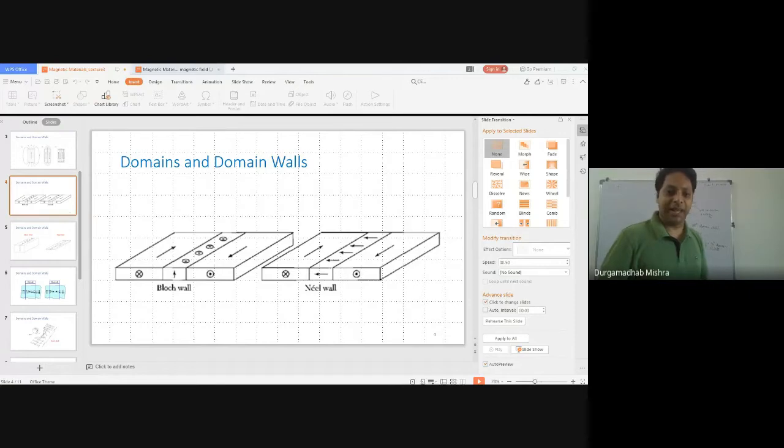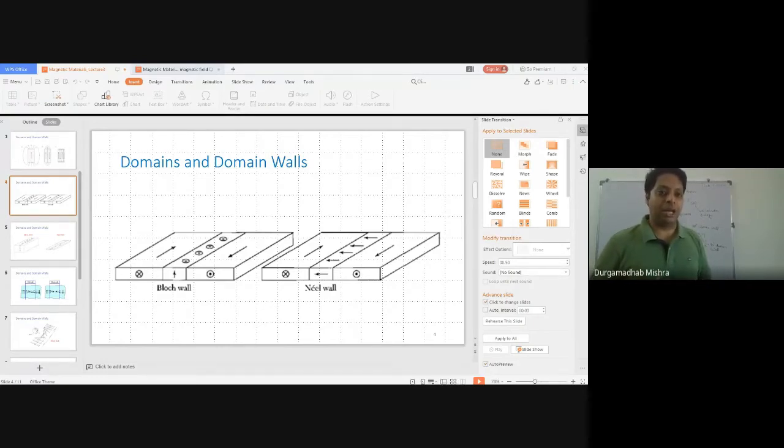This is another representation. Again, for the Bloch wall you see the magnetization is pointing up and down in this figure, but here it is again pointing left or right. Normally the Bloch wall is the most general one that you observe in most materials, your bulk materials.